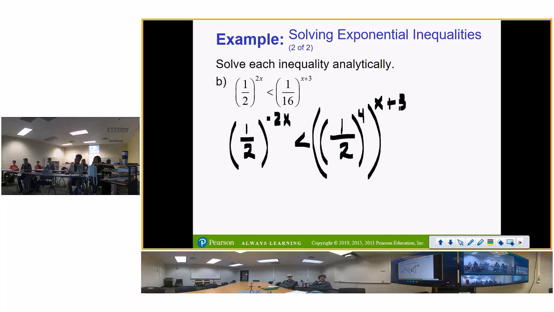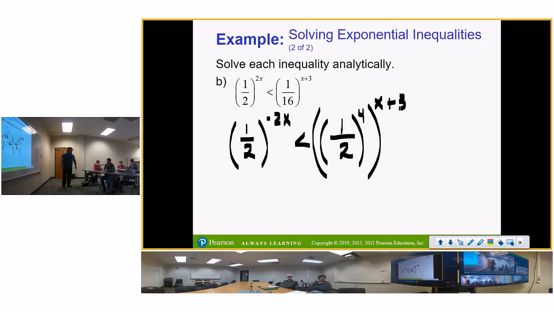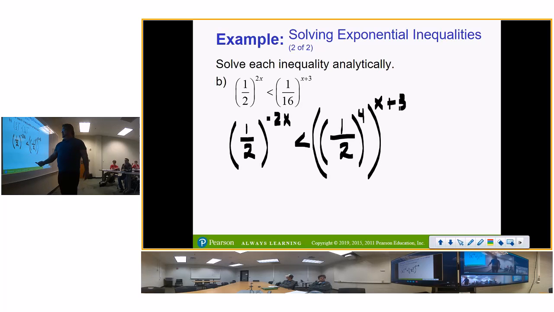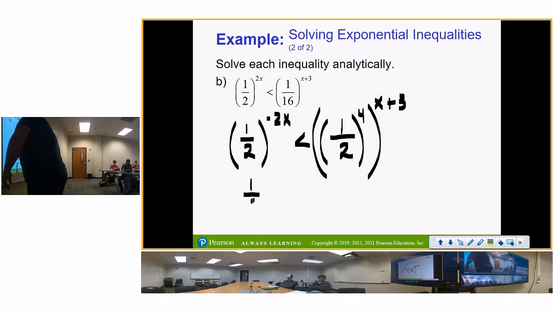Because he flipped it. Where do you get negative? You didn't flip it. You would flip it if this was 2 to the 4th power. You would flip it like that. Okay, so 1/2. Well, what the heck happened to your marker?